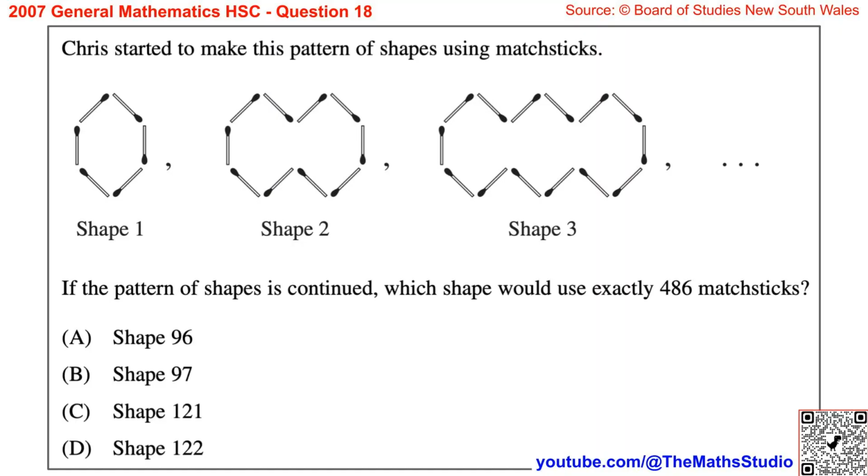Question 18. Chris started to make this pattern of shapes using matchsticks. If the pattern of shapes is continued, which shape would use exactly 486 matchsticks?